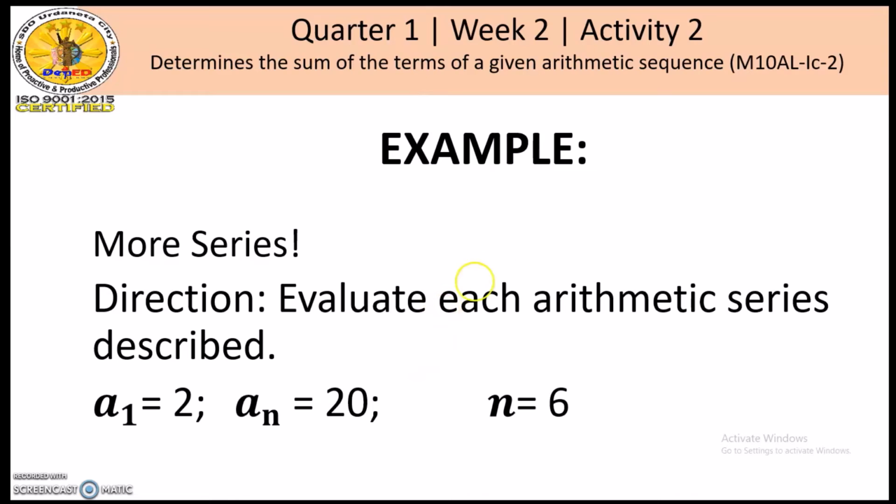So let's have an example on your Activity 2 entitled More Series. The direction: evaluate each arithmetic series described. So the given, we have a sub 1 equal to 2, a sub n equal to 20, and your n is equal to 6.